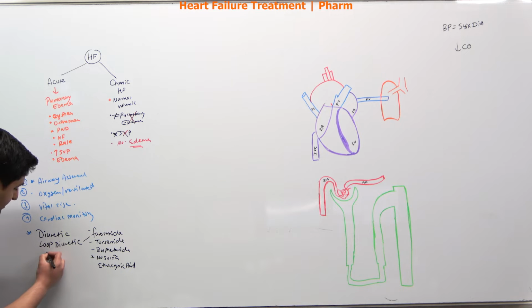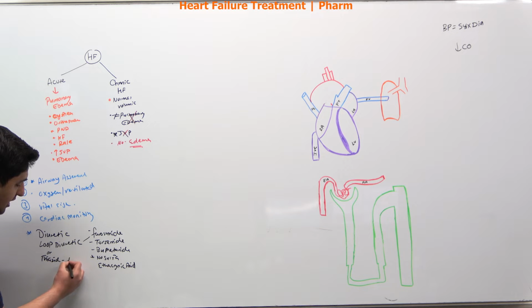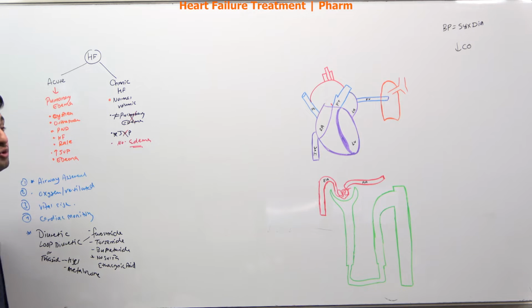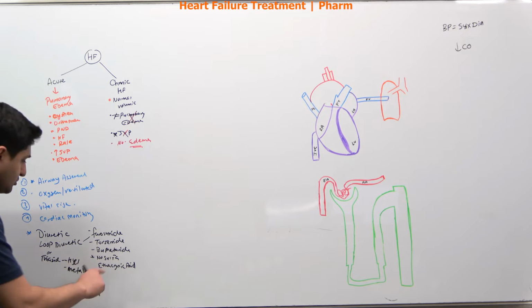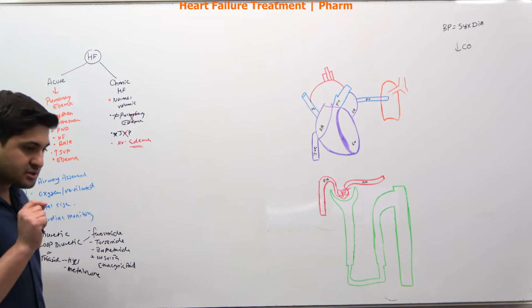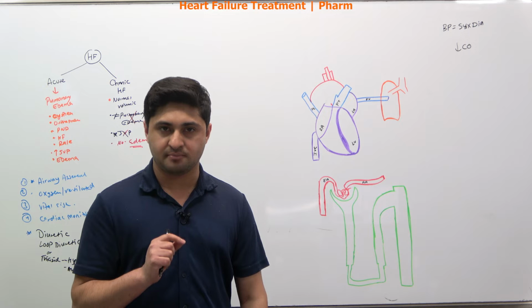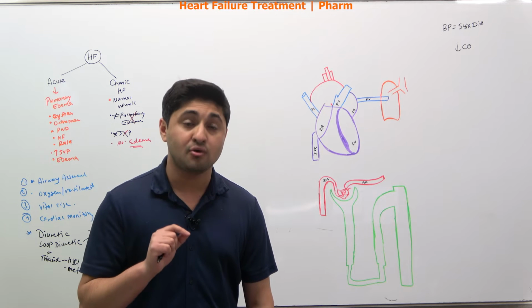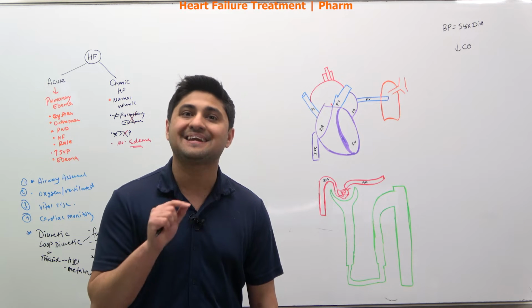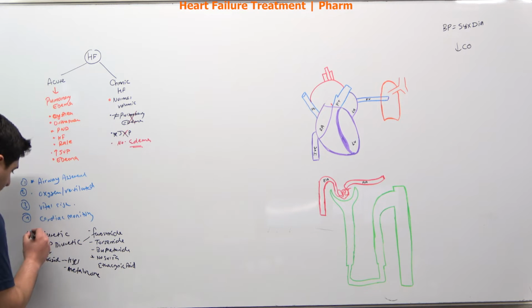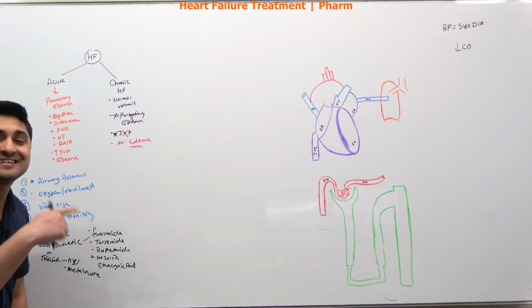Or you can use thiazides, for example hydrochlorothiazide, or we can use metolazone, drugs like this, or chlorthalidone. So these diuretics are usually the initial therapy to manage your acute decompensated heart failure. You have to give it to them. This drug is the initial therapy.